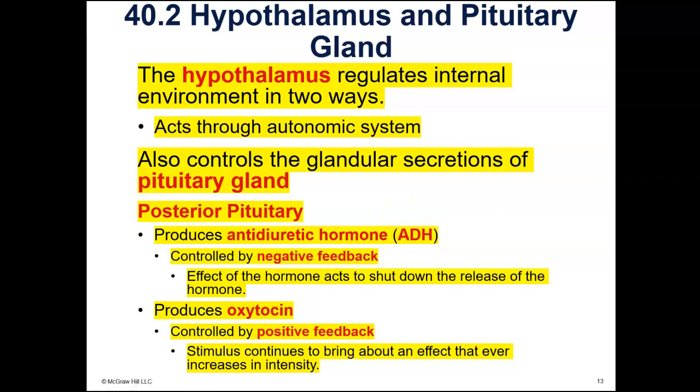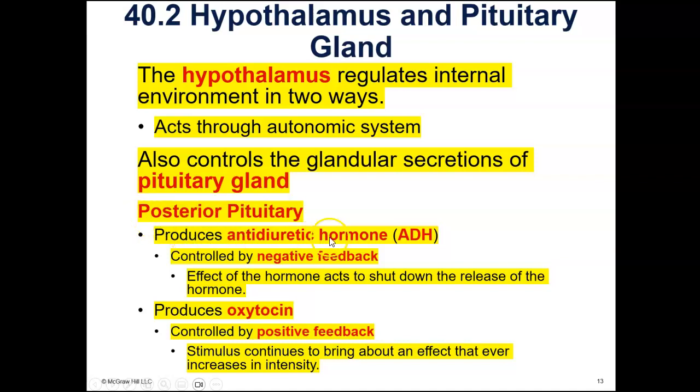Okay, moving on to the next section. This is on the relationship between the hypothalamus and the pituitary gland. So the hypothalamus produces releasing and inhibiting hormones. And then the pituitary gland is divided into the posterior and the anterior. So we'll start with the posterior pituitary.